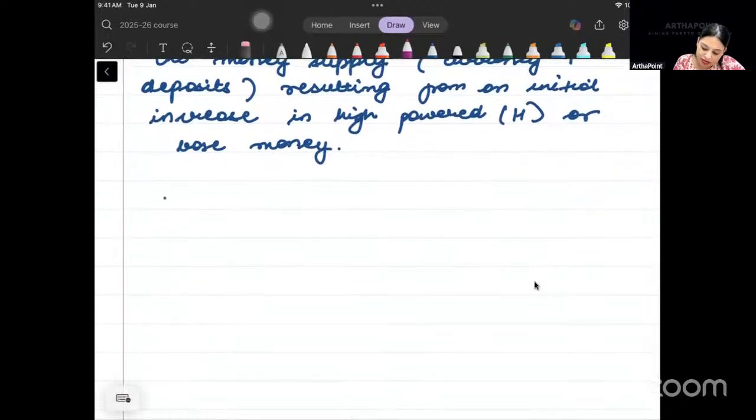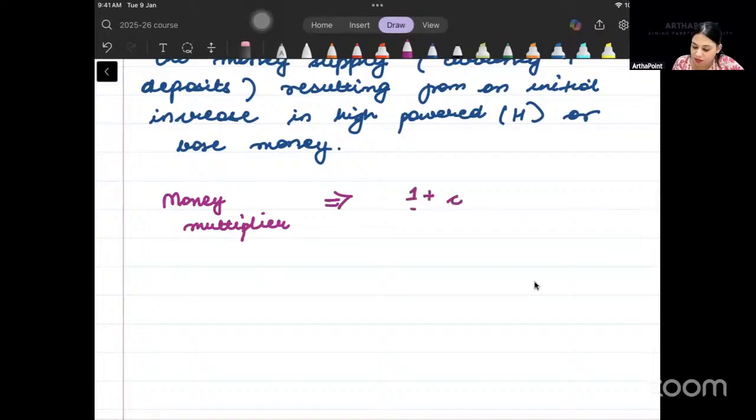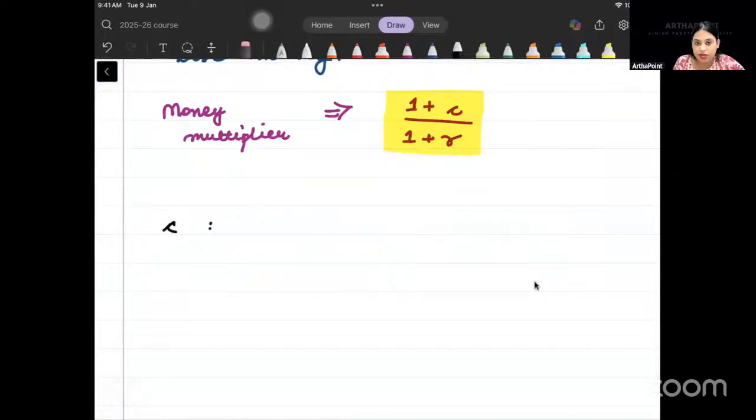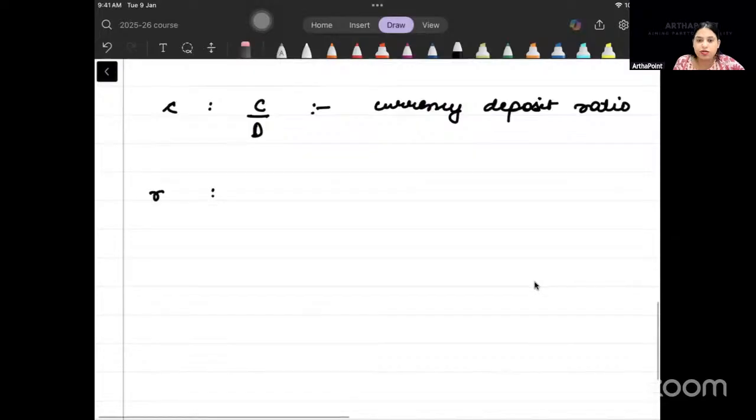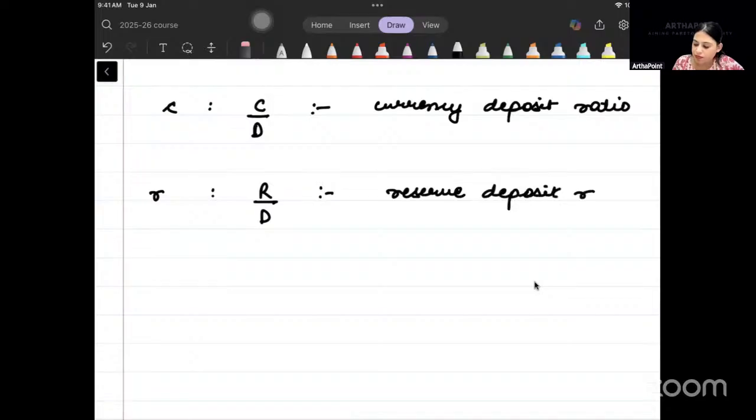So we can say, beta, that money multiplier is 1 plus c upon r plus c, where small c is C by D, the currency deposit ratio, and small r is R by D, the reserve deposit ratio.